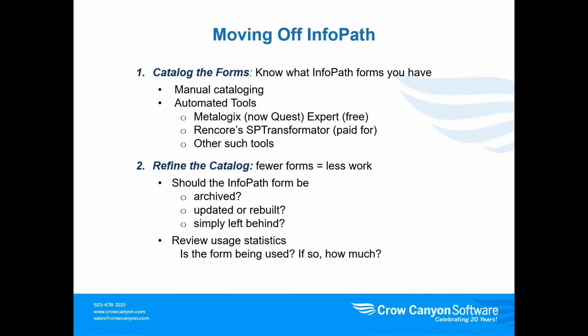Also, once you have the catalog, you want to refine it. And the important point here is when you have the catalog of the forms, you want to get rid of the ones you're not using, put it bluntly. So fewer forms equal less work of migration, obviously. So you want to consider, should the InfoPath form be archived, updated, rebuilt, or simply left behind because no one's using it? You can look at usage statistics and see, is the form being used? And if so, how much, by whom? And maybe talk to that department. You just do a refining of the catalog so you can eliminate a lot of the overhead.